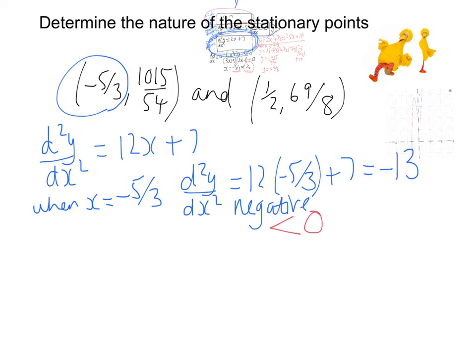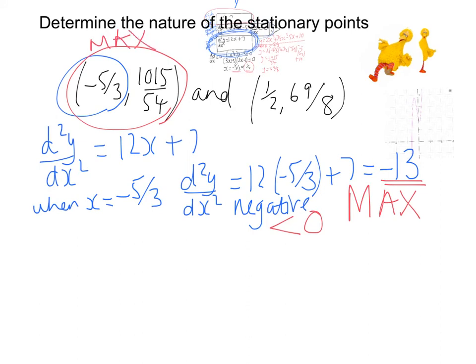Now, if you had to guess, would you say that was a maximum or a minimum? You'd all probably tell me it's a minimum because it's negative. It's actually the way you think it shouldn't be. So because it's a negative number, it's a maximum turning point at that coordinate. That coordinate is a maximum. Well, we knew that already, didn't we, via our graph?